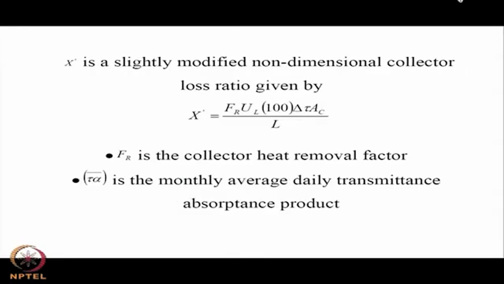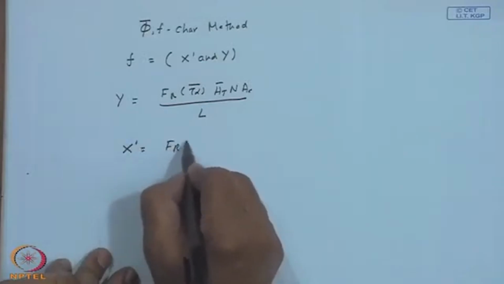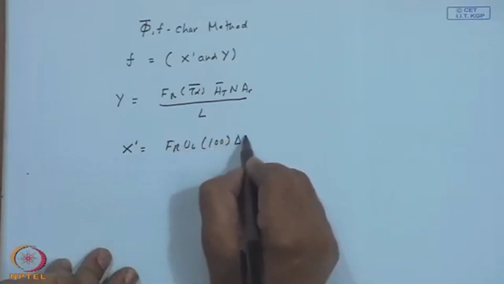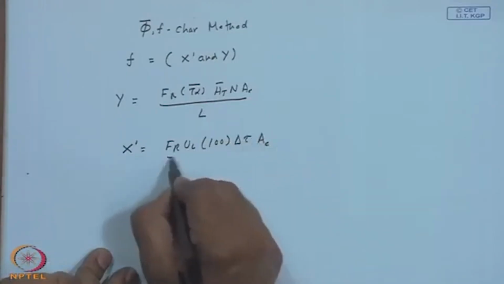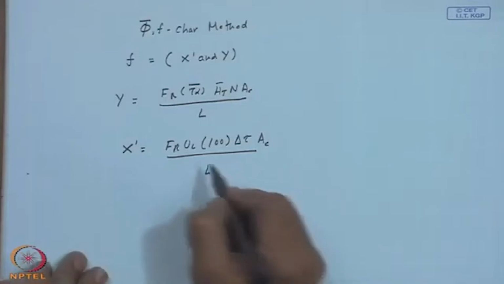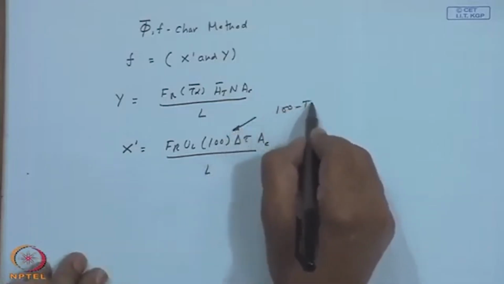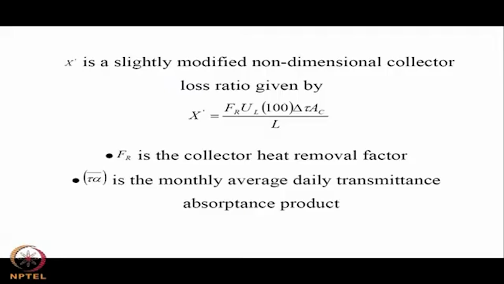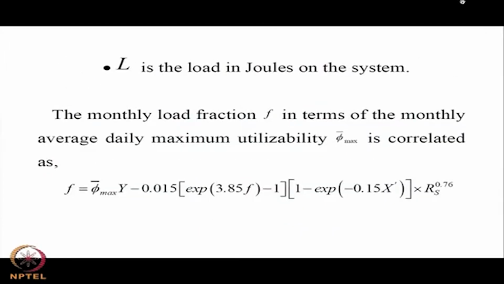And the non-dimensional collector loss is slightly modified as x dashed equal to FR UL times 100 times delta tau, that is the number of seconds in the month, by AC upon L. So, the only difference is this comes in place of 100 minus T A bar. So, these symbols are explained over here, and yes, all these things are known.